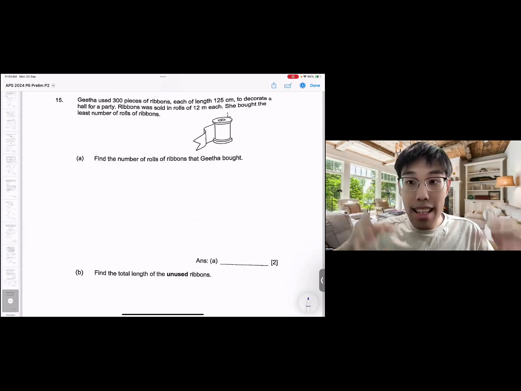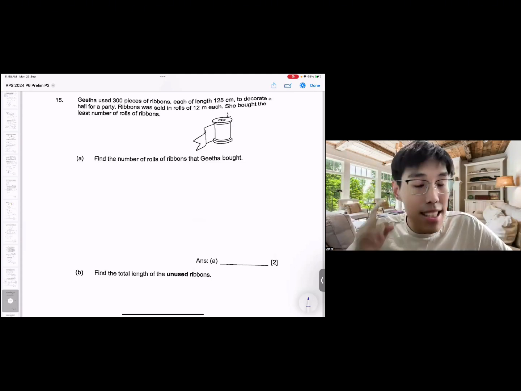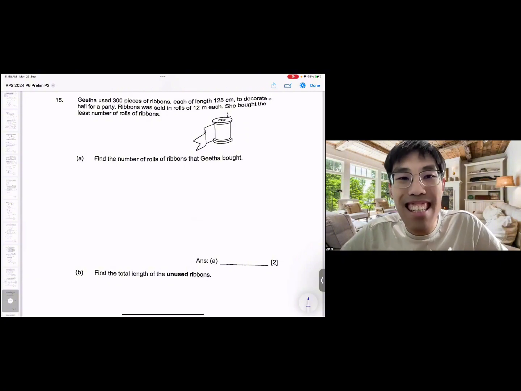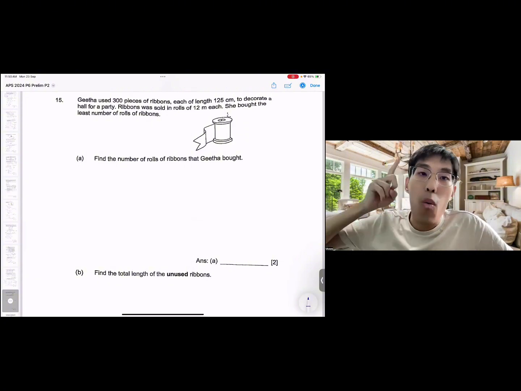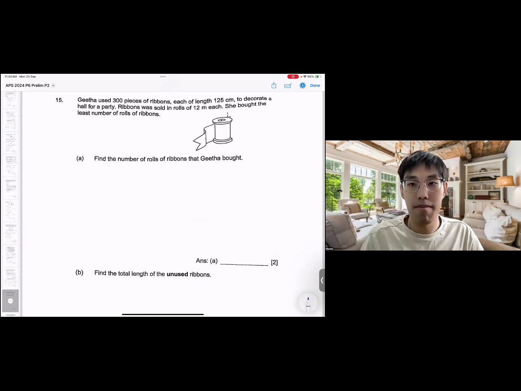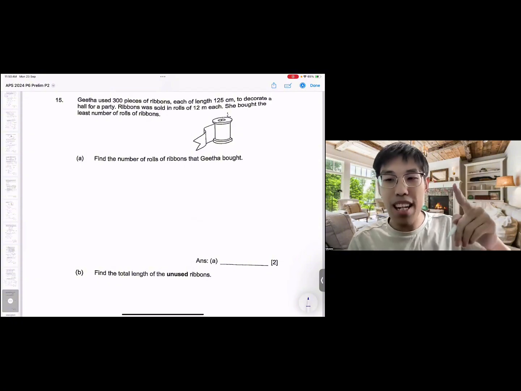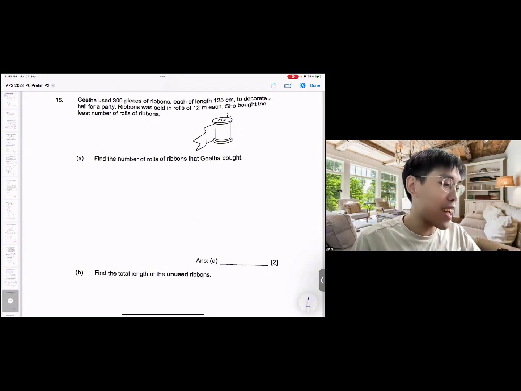So what we need to do is to find out, listen carefully, how many pieces of 125 cm can I cut from one row of 12 meters? Hear that again, okay? I'm not going to repeat this. You go and replay the video and hear it again.